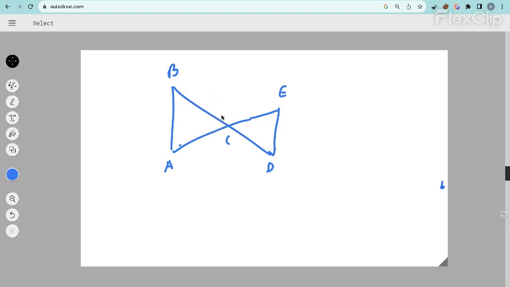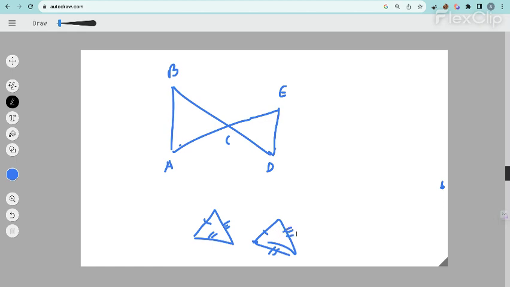Okay, the first one is side, side, side. These examples don't come up in this question, but I just want to show you guys all the options. If each triangle has everything that's the same, then obviously it's going to be similar. The next one is angle, side, angle. So if a triangle has two same angles and one same side, then it has to be similar.